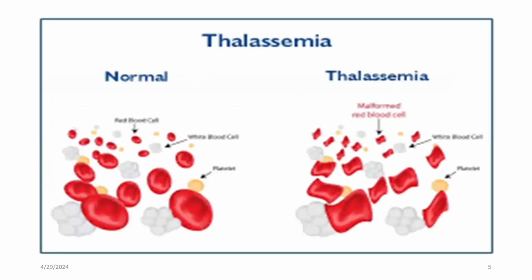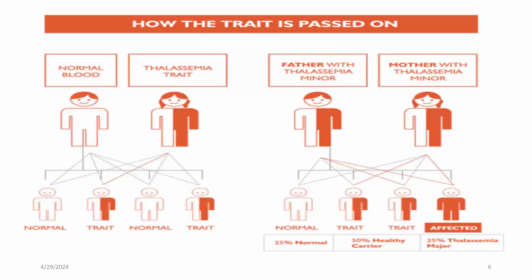Here we have a pictorial in which on the left-hand side you can see normal blood cells, RBCs. You should know about their structure and also this thalassemia. This is a very important picture and every student should know about this picture. As we know, it is a simple inherited disorder. We should know how the trait is passed, normal blood and thalassemia trait.